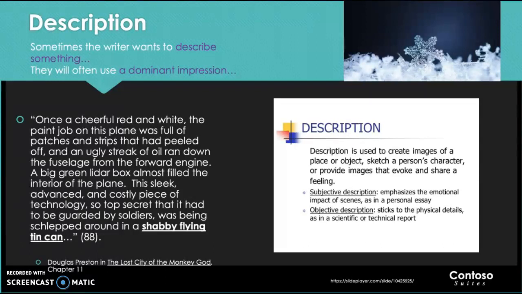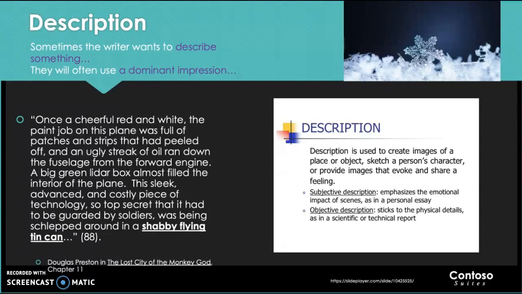Once a cheerful red and white, the paint job on this plane was full of patches and strips that had peeled off, and an ugly streak of oil ran down the fuselage from the forward engine. A big green lidar box almost filled the interior of the plane. This sleek, advanced, and costly piece of technology, so top secret it had to be guarded by soldiers, was being schlepped around in a shabby flying tin can. So there's your dominant impression, shabby flying tin can.